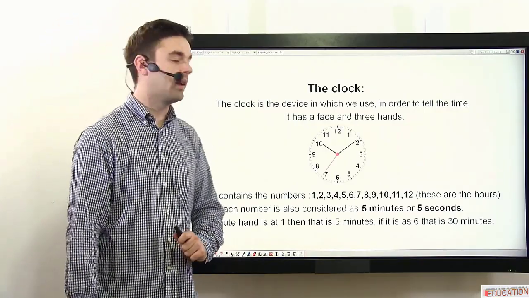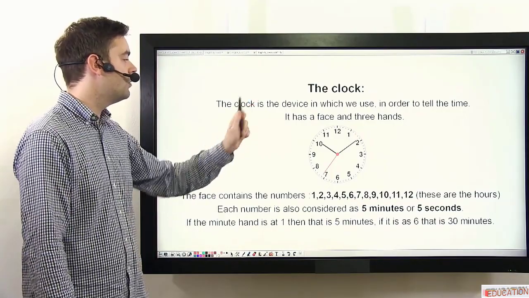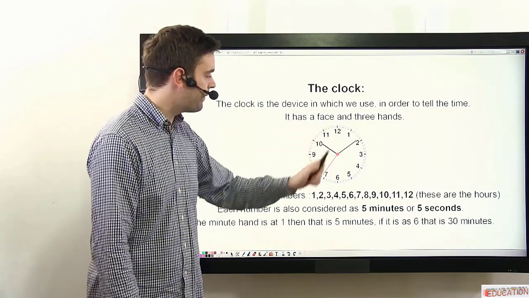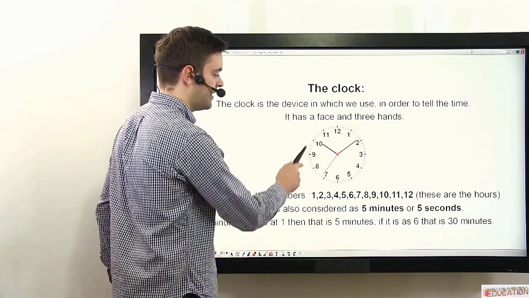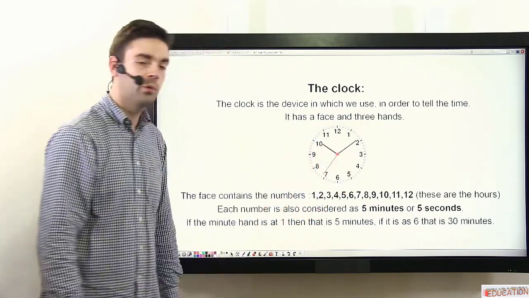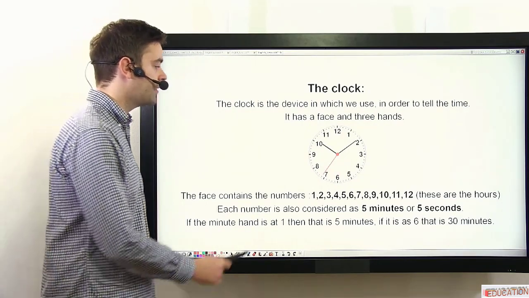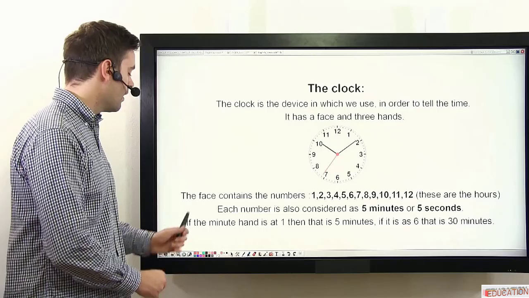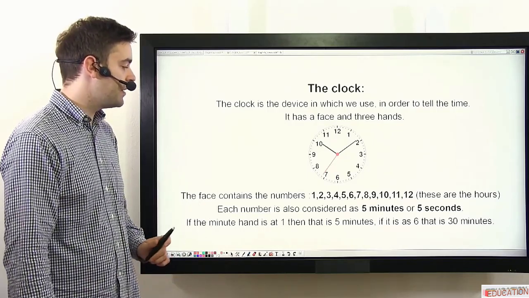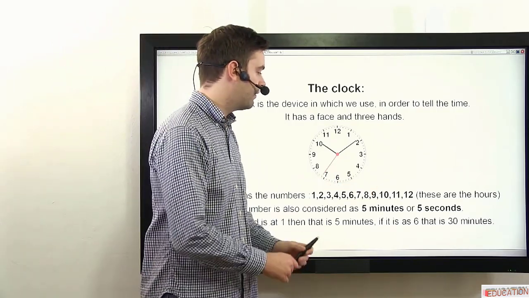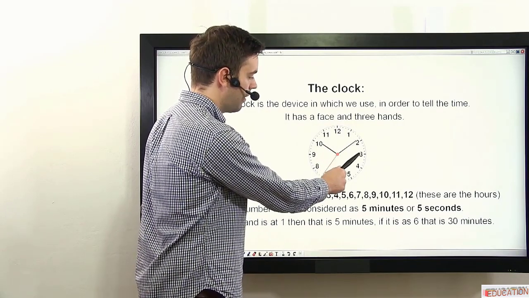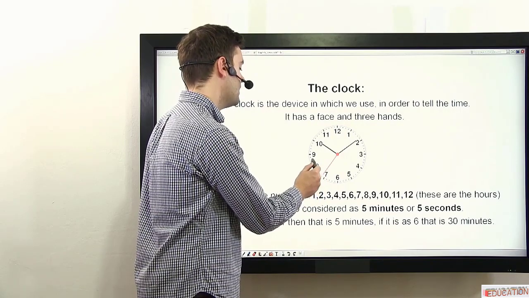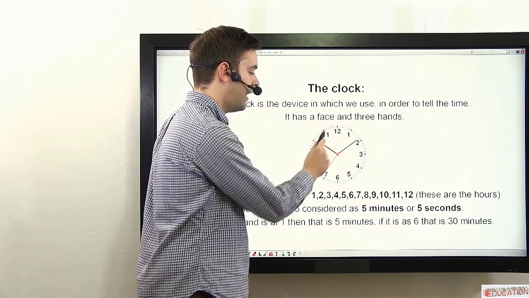How do we tell the time? Well, we use a device called the clock. The clock has a face. This is the face. It also has 3 hands. 1, 2, 3. The face contains the numbers 1 to 12. 1, 2, 3, 4, 5, 6, 7, 8, 9, 10, 11, and 12.